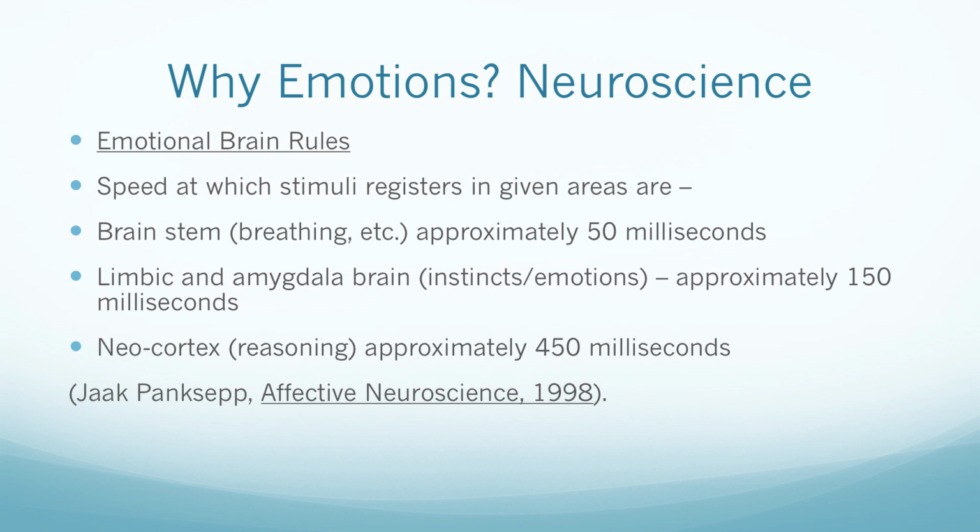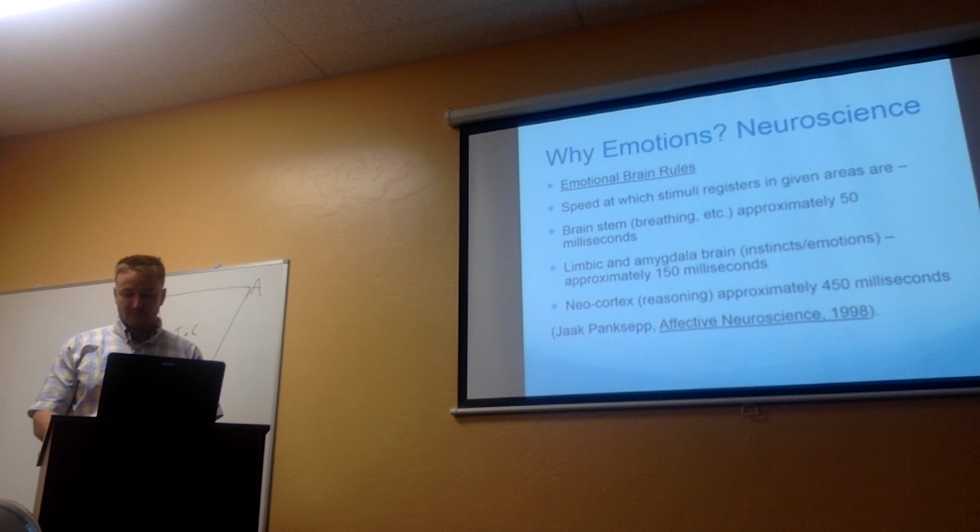So let's have some fun with neuroscience for a minute. From this point of view, the emotional brain rules. There was a study that looked at the speed at which certain stimuli register in a given area of the brain. If you look at the brainstem, stimuli register at approximately 50 milliseconds. Then we have the limbic and amygdala part of the brain, instincts and emotions, at 150 milliseconds. And then we have the straggler, the neocortex, at approximately 450 milliseconds. So it is far behind.